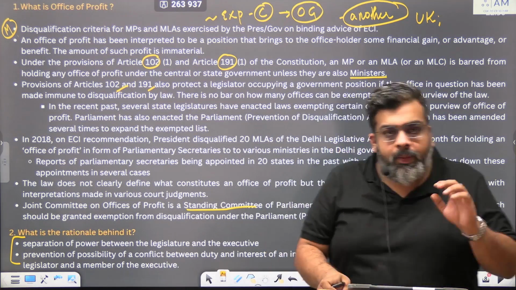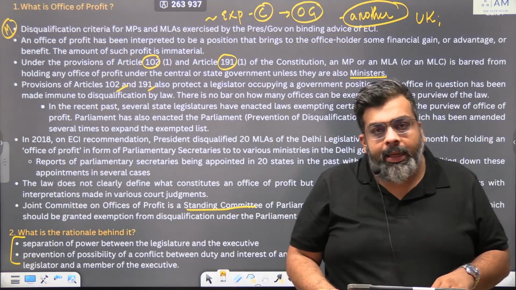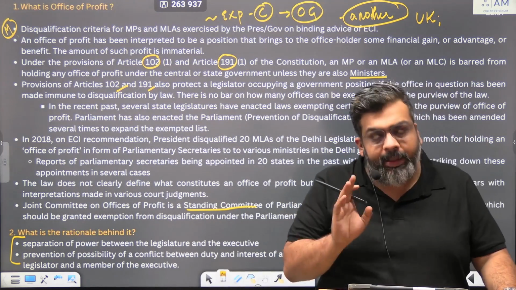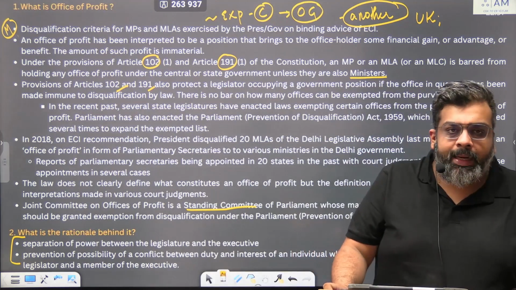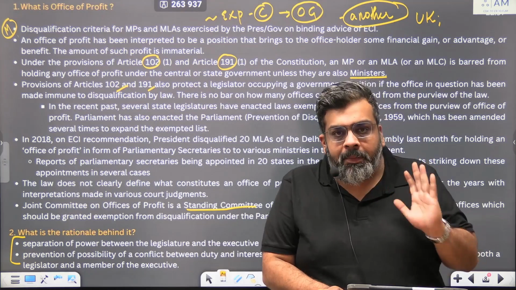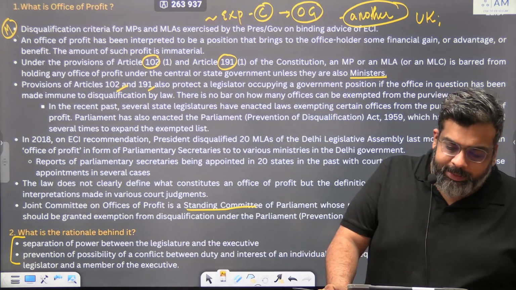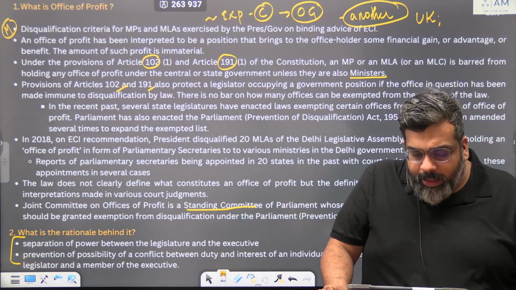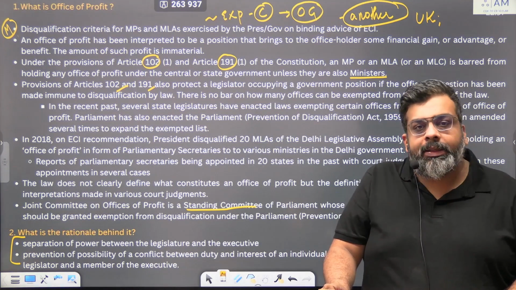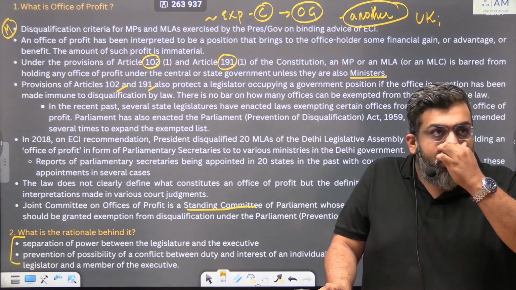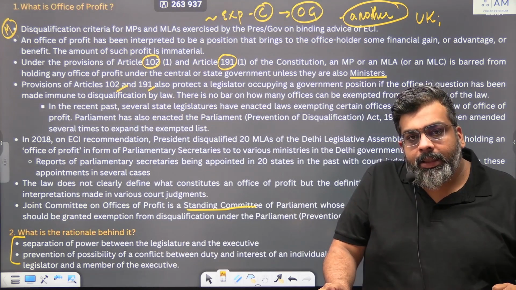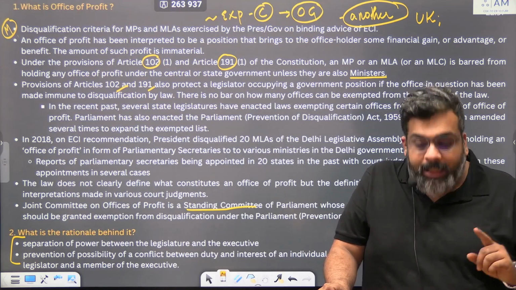But it is an equally important concept in American and Australian constitutionalism. In fact, in Australia, Article 44, if I remember correctly, in a very explicit form, mentions office of profit. The idea behind office of profit is to simply provide not just a functional parliament, but a parliament which is ethical by nature.